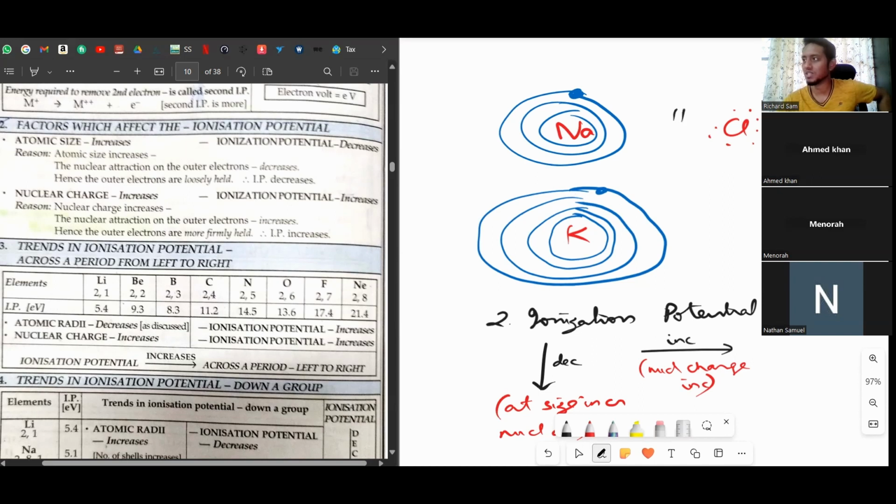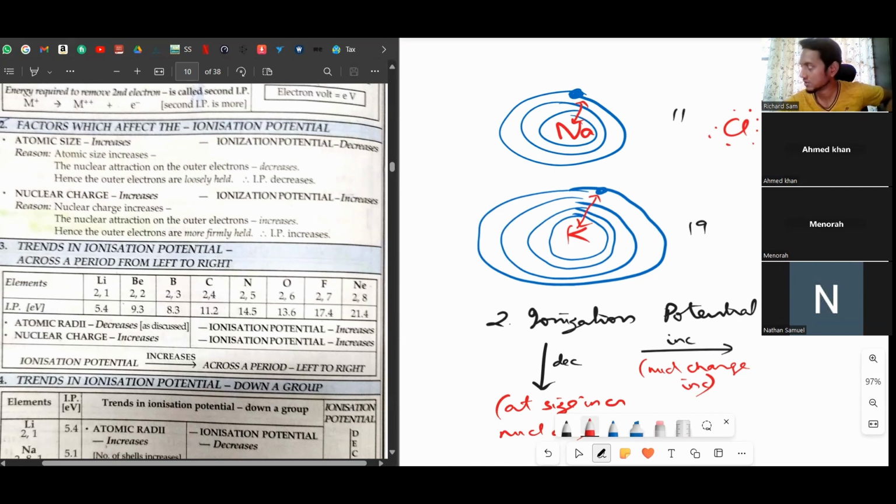Sodium has 11. That's the atomic number. Potassium has 19. That is its atomic number. So 19 is clearly more than 11, so potassium has a higher nuclear charge. But if you look at the attraction between the atom and the outermost orbit, which has more attraction? Sodium. Even though potassium has a higher nuclear charge, sodium more strongly attracts that outermost electron towards itself.